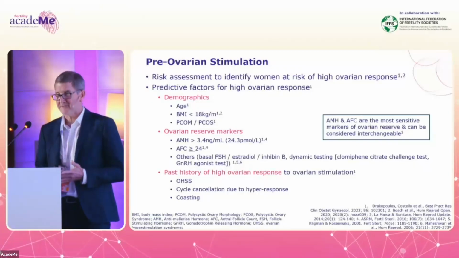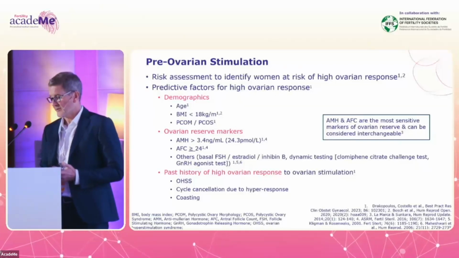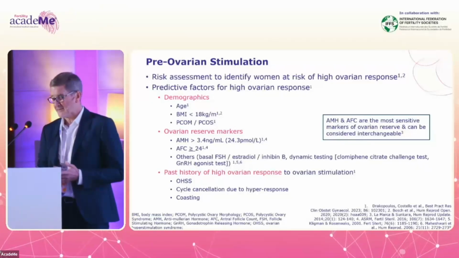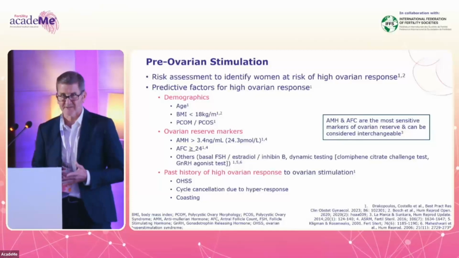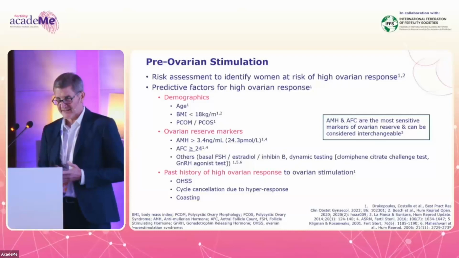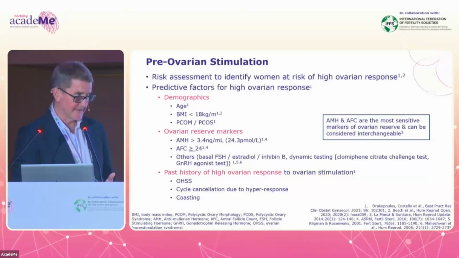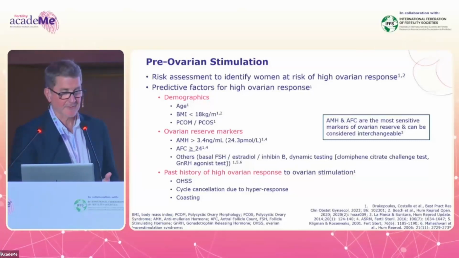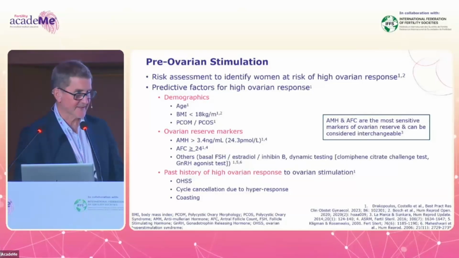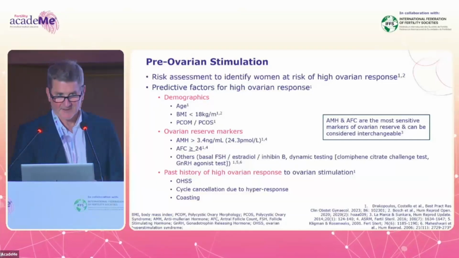We can look at ovarian reserve markers such as high AMH, antral follicle counts, or other markers such as basal FSH, estradiol, inhibin B. There can be dynamic testing, clomiphene citrate challenge test, and GnRH agonist tests. But AMH and antral follicle count are the most sensitive markers of ovarian reserve and can be considered interchangeable. And we can also look at the past history of high ovarian response to ovarian stimulation. Was there OHSS in a previous cycle? Was there cycle cancellation due to hyperresponse? Or was there coasting done?